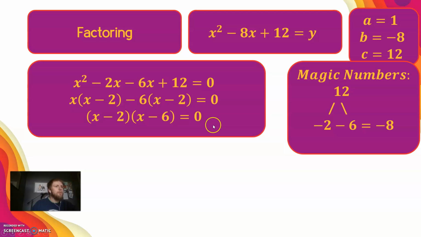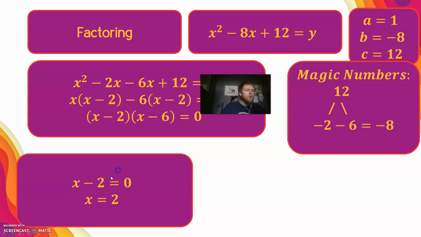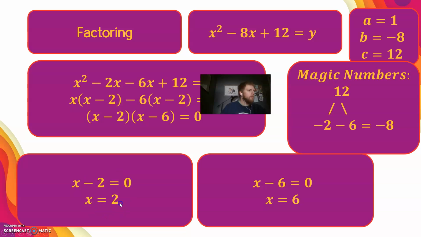That equals 0. Set those equal to 0, and then we can solve: x equals 2. Take the other factor, x minus 6, set it equal to 0, and we get x equals 6. So those would be our answers for the x-intercepts. And we should get the same thing if we do the quadratic formula. So let's just check to see that we do get exactly the same thing.